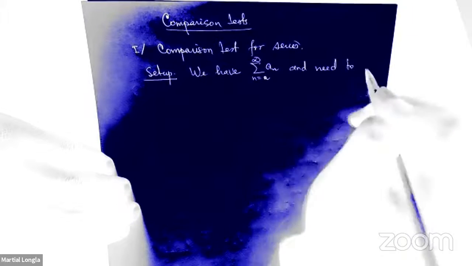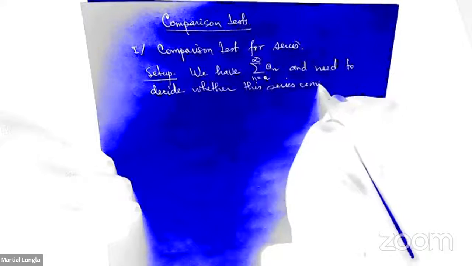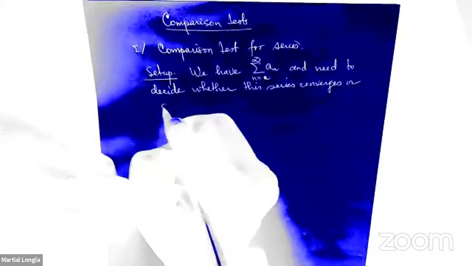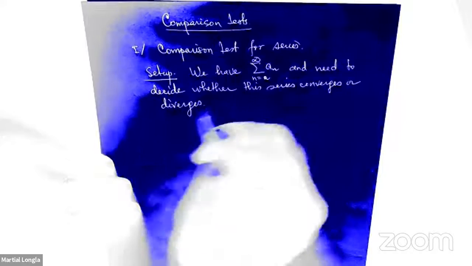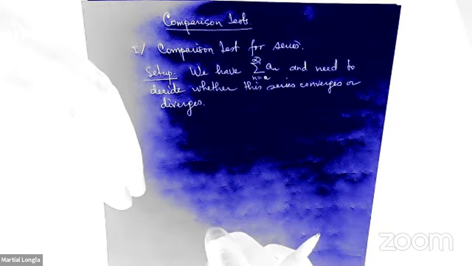you need to decide whether this series converges or diverges. So that's the setup. And now this has to do a lot with your skills and your knowledge of functions, because you get the series that is written there with a_n, and you must cook up another series that you already know how to handle.